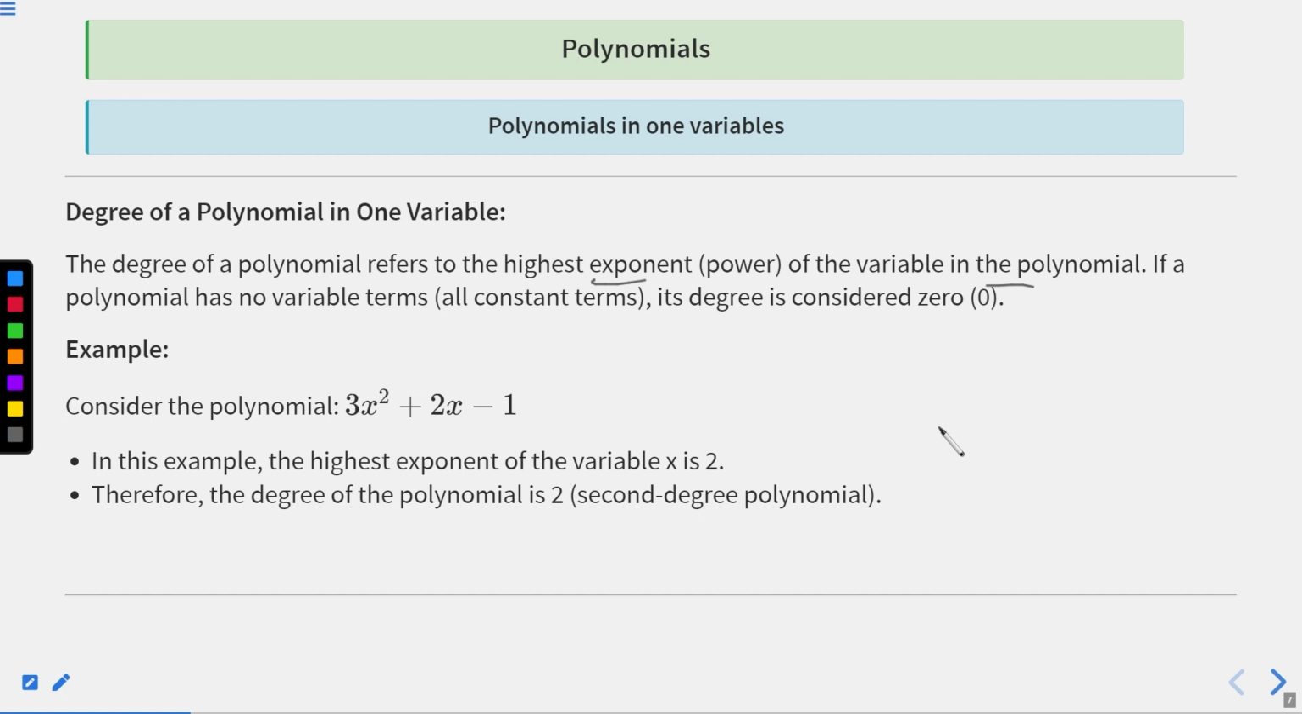For example, consider the polynomial 3x square plus 2x minus 1. This expression is a polynomial in one variable x. What is the highest power of the variable x? The highest power of the variable x is 2. So in this example the highest exponent of the variable is 2, therefore the degree of the polynomial is 2. It is a second degree polynomial.